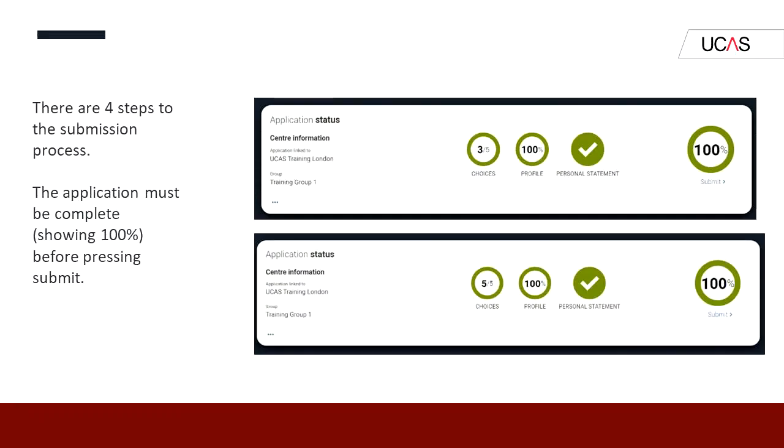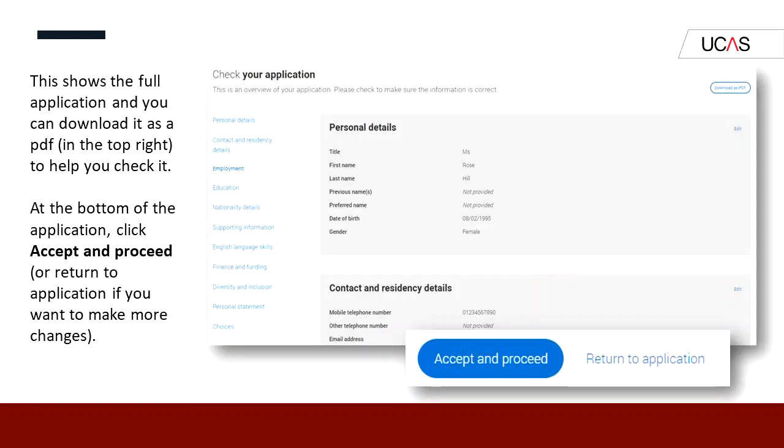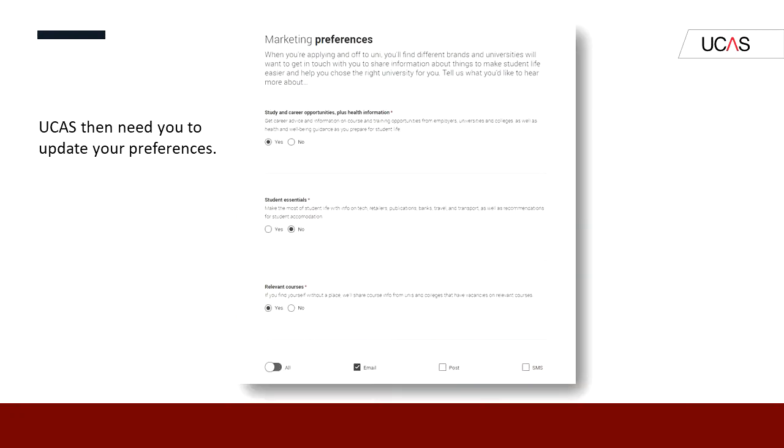So when it comes to submitting your application, there are 4 steps. The application must be complete, so you've got to show 100% in every area before pressing the submit button on the right-hand side. It will then show you the full application. You can download that as a PDF to help you check it. I would encourage you to do that, and make sure you've got it saved so you've got that information to hand. When you're happy with that, you go to the bottom and press accept and proceed, or if you need to go back and make changes, you hit return to application.